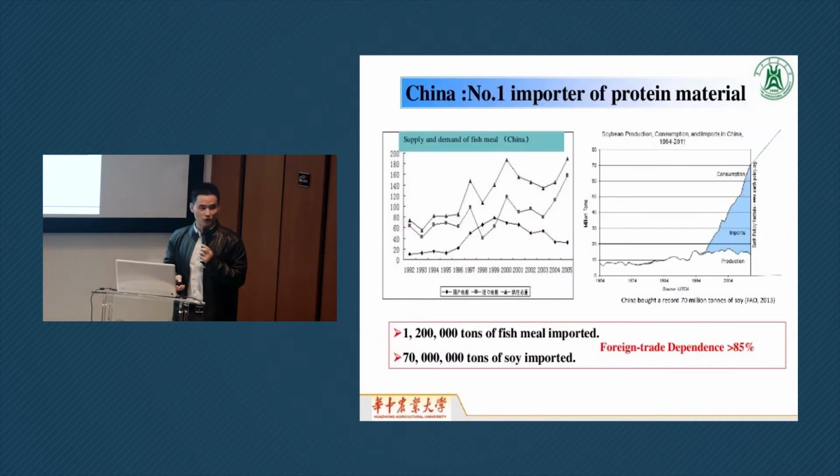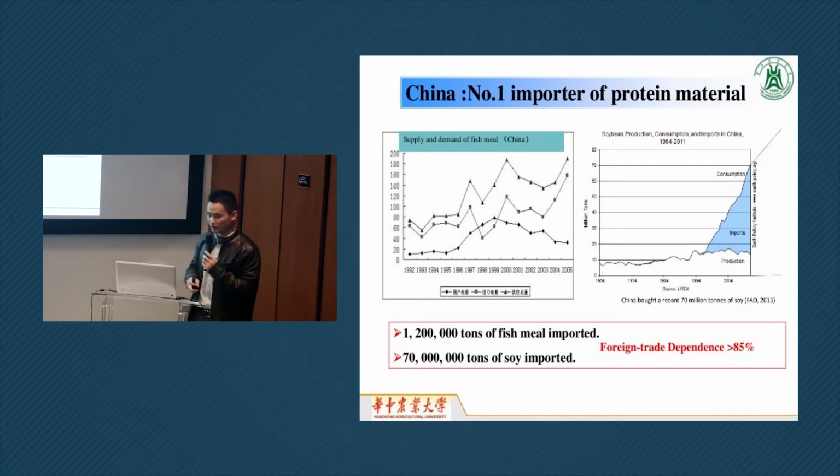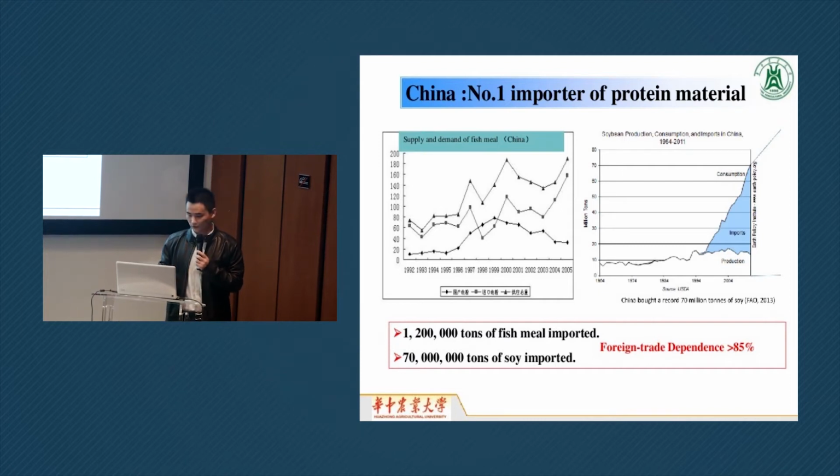Another thing is, China is also the number one importer of protein materials. We import about 1 million tons of fish meal and 70 million tons of soybean meal every year. So the foreign trade dependence for our country is about 85%. It's kind of dangerous for us. We, the human race, have to think about alternative protein resources for now, but for China, it's more serious.